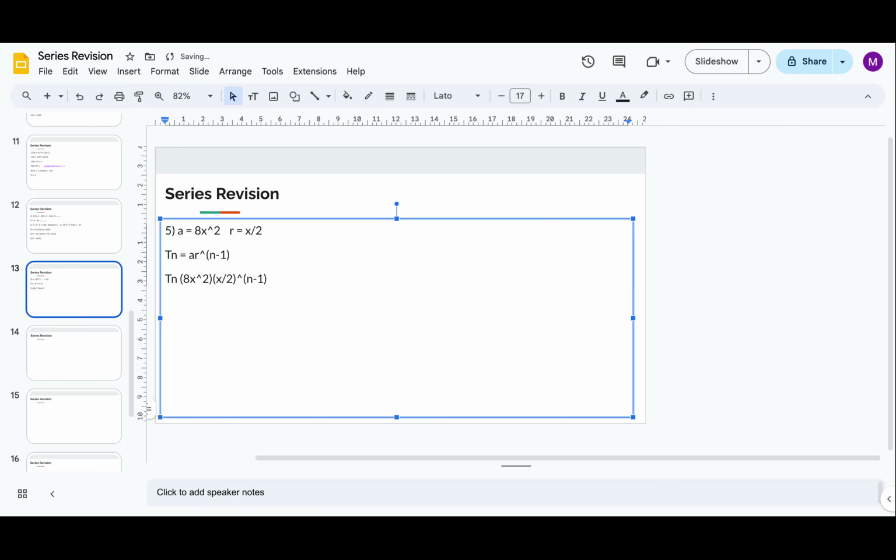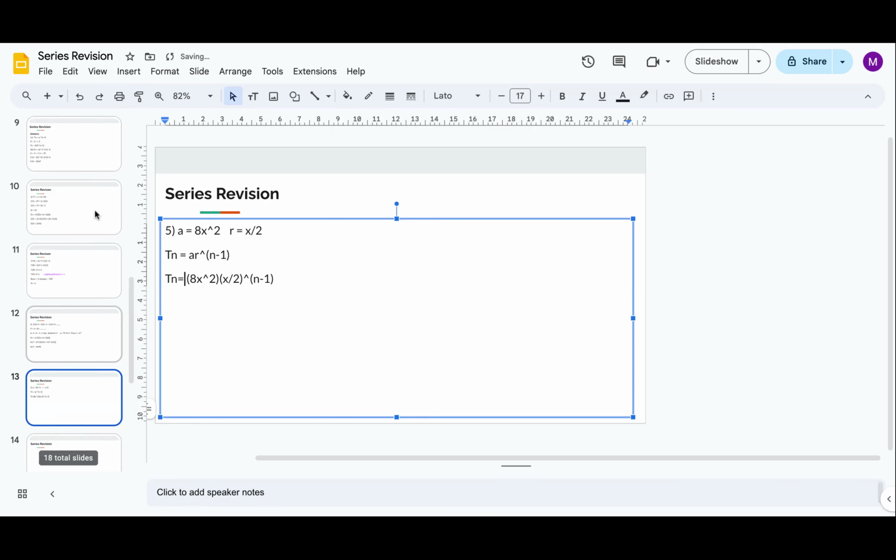Okay, so that is our general term. It's 8x squared times x over 2 to the power of n minus 1. That is our general term Tn. Let's look at part B.